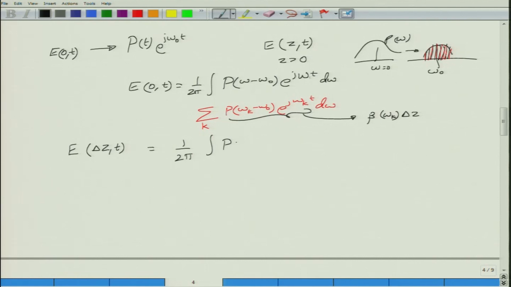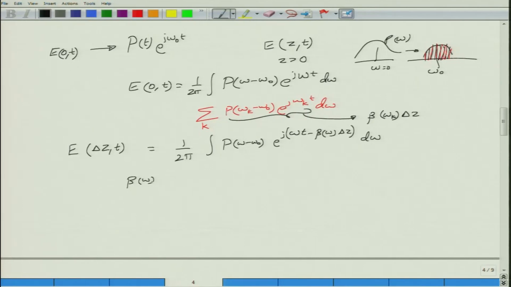So, I can rewrite this as p of omega minus omega 0, e to the power j, omega t minus beta of omega times delta z. So, this is how the field would look after you have propagated over a distance of delta z. If you want to proceed any further, you need to know what beta of omega is. Okay.